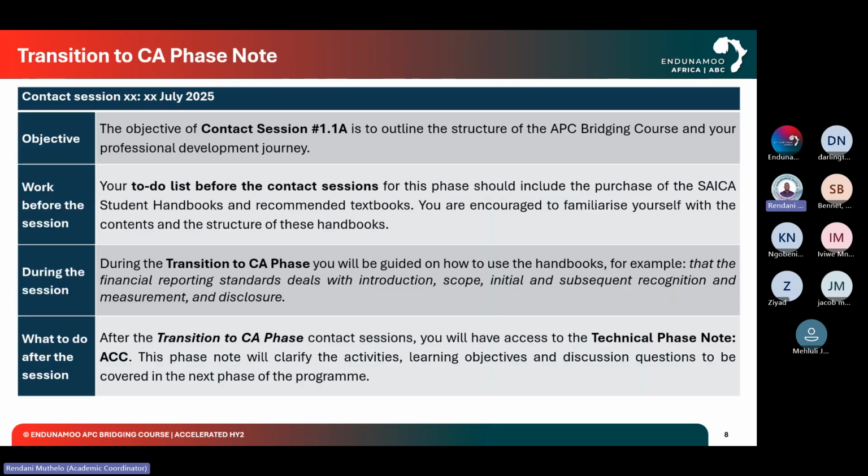So that is, on a high level, the structure. Then the phase notes that you're going to get, this is how they are structured. They will have a contact session and clarify when that session, or set of sessions, will be happening. Then they will have the objective for the sessions, and it will say, here we're going to cover 1, 2, 3. Then it will tell you to please work through these particular sessions before what?